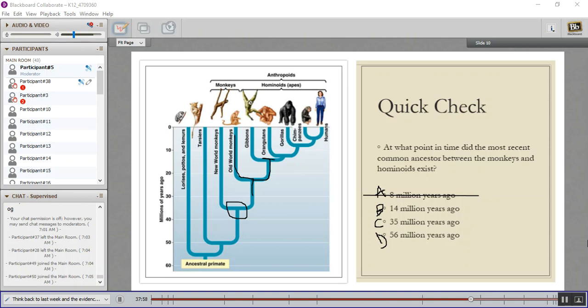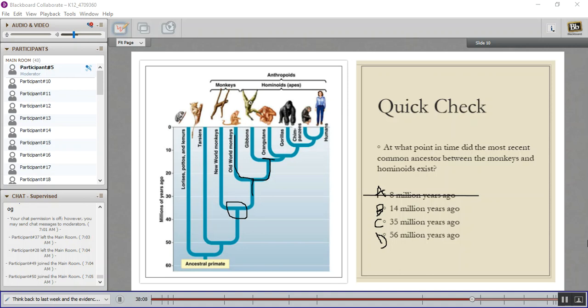Oh, I like that. We still have some people that have selected A. Thanks, Logan. We still have some people that have selected A, but A we know is not right. C, we have 35 million years because here's our common ancestor. And if we follow this up, there is this separation between monkeys and hominoids, which is what we're looking for.